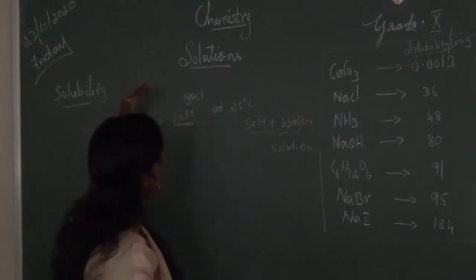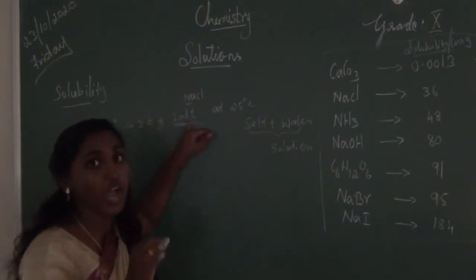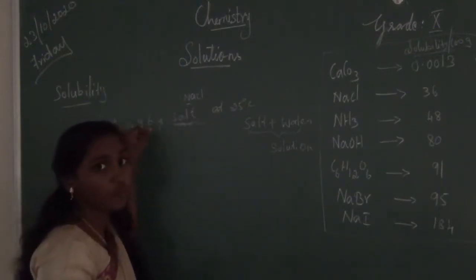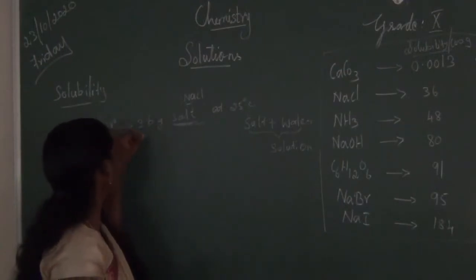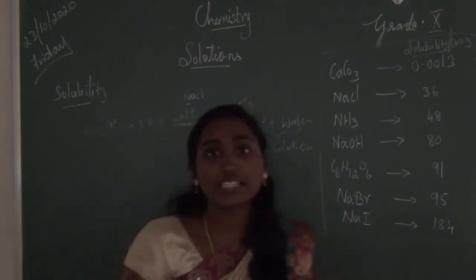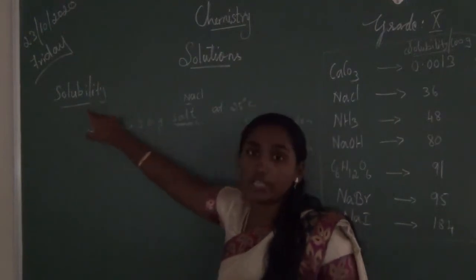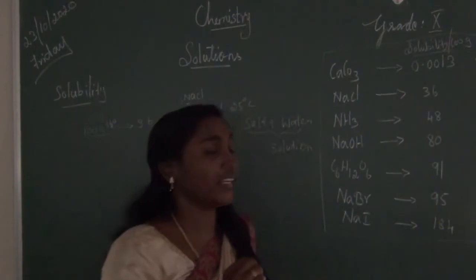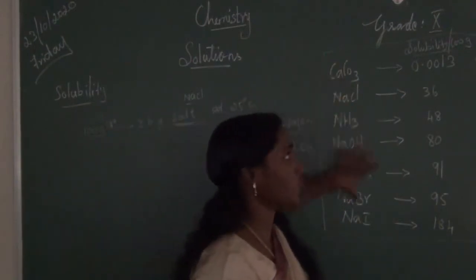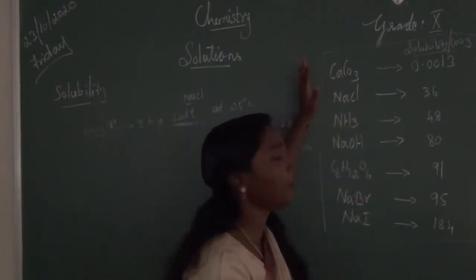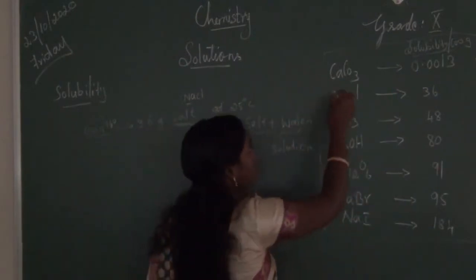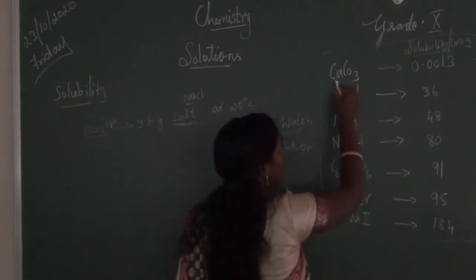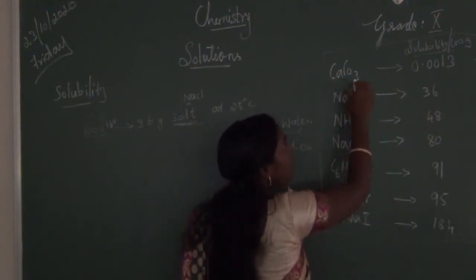So what is meant by solubility? Solubility is the amount of salt dissolved in 100 gram of water at 25 degrees Celsius. That is called solubility. Have you understood solubility? Then next we are going to study some compound solubility values. First one, listen, CaCO3. CaCO3 is calcium carbonate.